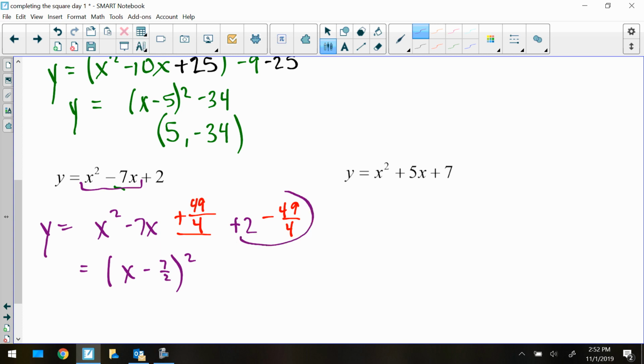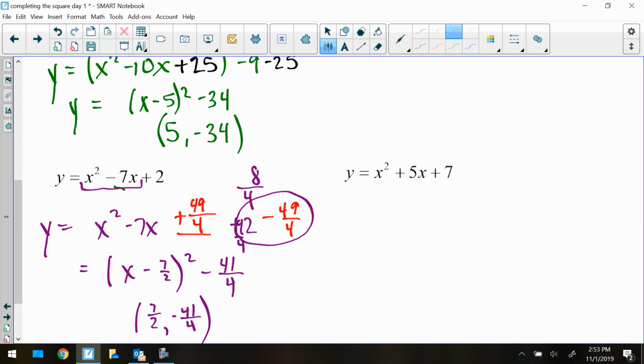Now I just need to combine these two things together. They don't have the same denominator, so I can't quite add them yet. But if I have a denominator 4, what I want to do is take this whole number of 2, and make it have a denominator of 4. So basically, if I take 4 over 4, I'm going to get 8 over 4. So I'm going to have 8 fourths minus 49 fourths, and I'm going to get minus 41 fourths. So my vertex is 7 over 2 and minus 41 over 4. It is actually much easier to deal with fractions rather than decimals in this case. It'll take a little bit of getting used to for some of you.